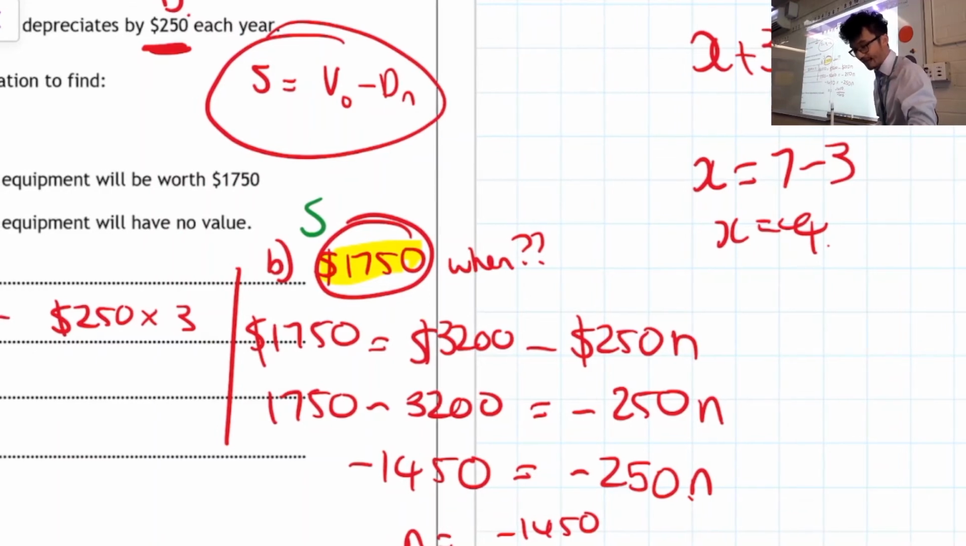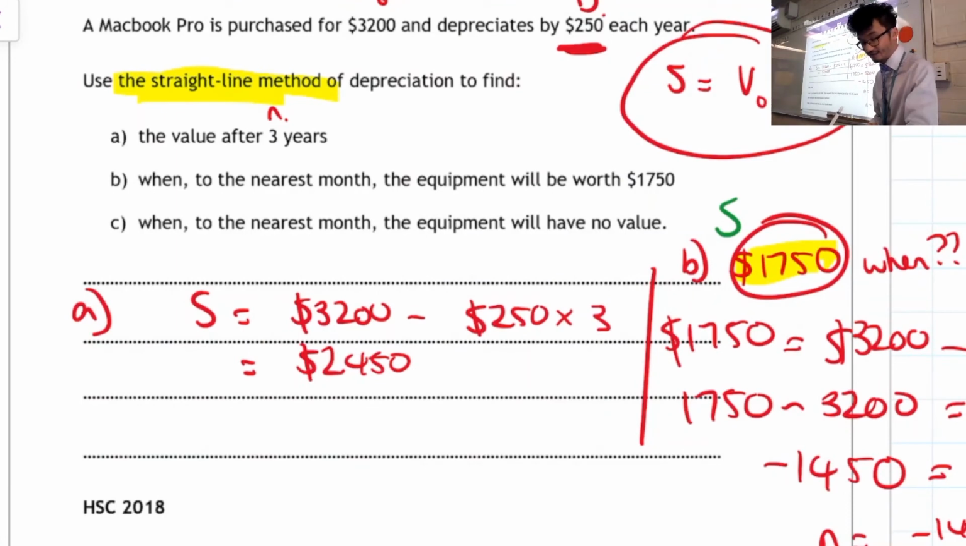And so this is going to be how long it will take us. 5.8. Now, with 5.8, right, 5.8 is a little annoying because actually it says when to the nearest month.